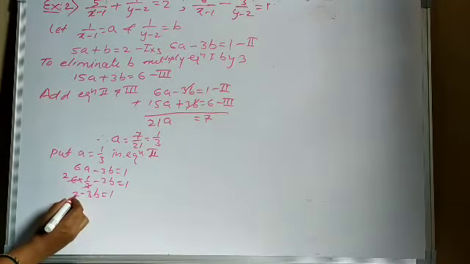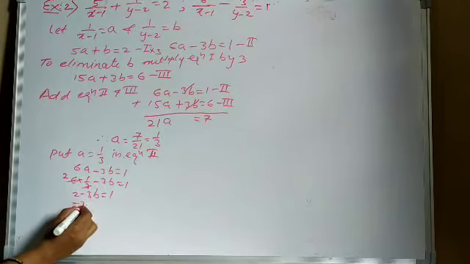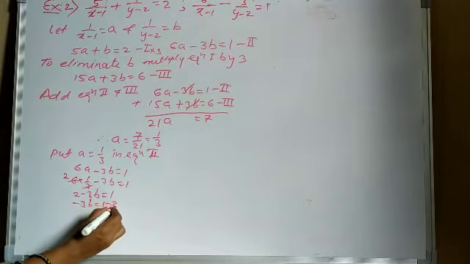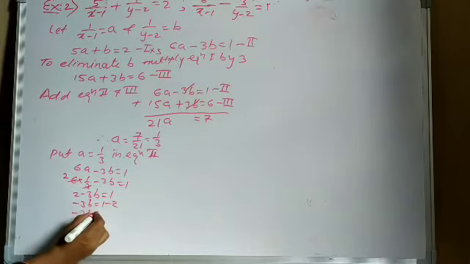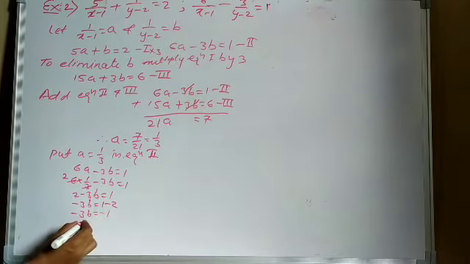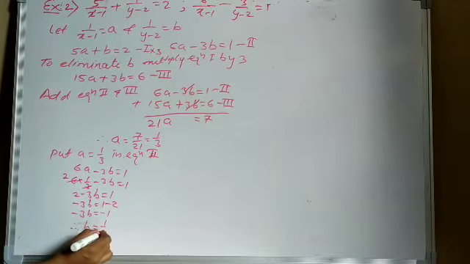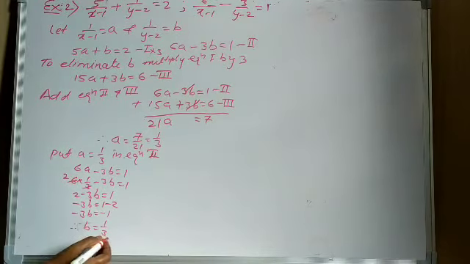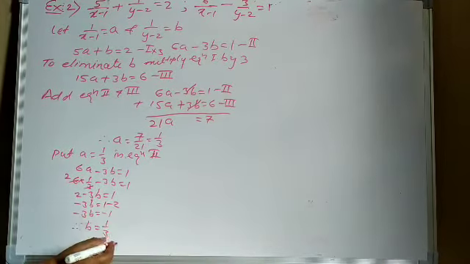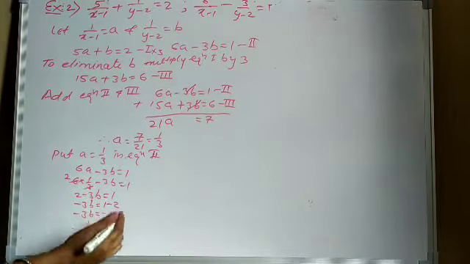Transfer this to that side. So minus 3b is equal to 1 minus 2. So minus 3b is equal to minus 1. Therefore b is equal to 1 upon 3, since on both sides the negative becomes positive: minus minus becomes plus. So b's value is 1 by 3.